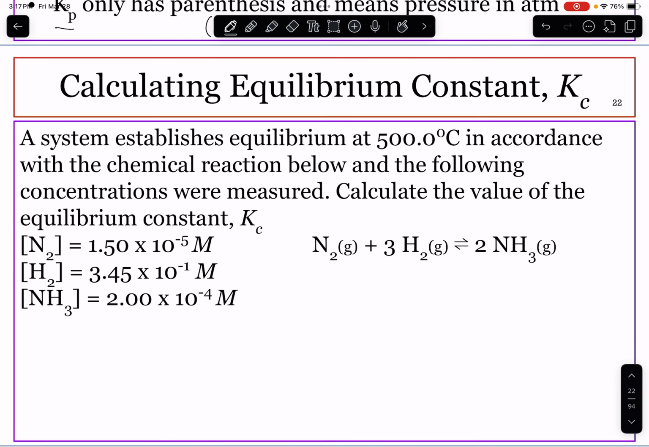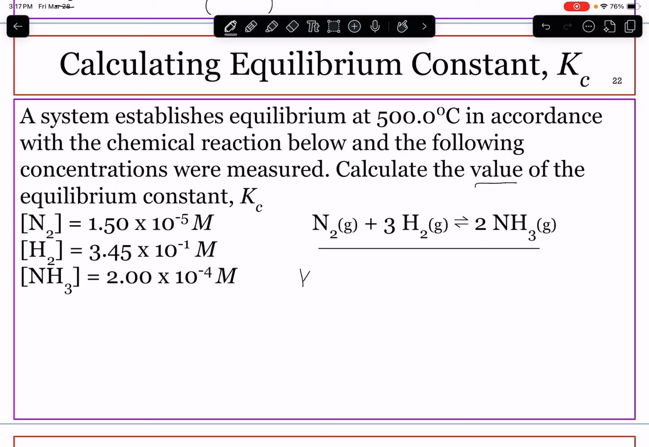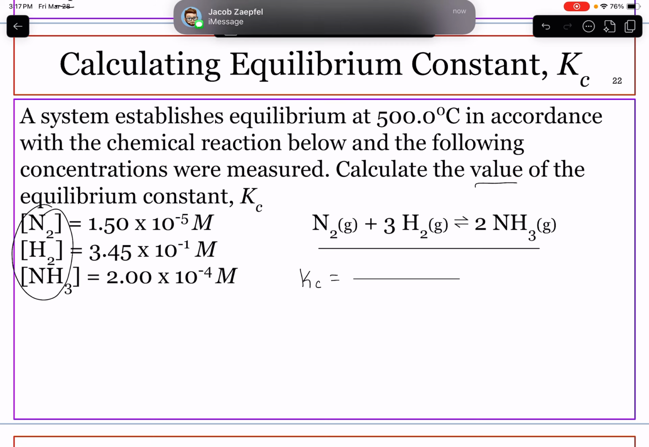Now let's do this problem. A system establishes equilibrium at 500 degrees Celsius in accordance with this chemical reaction below. And the following concentrations were measured. Calculate the value of the equilibrium constant, K sub C. In order to calculate the value, we must first write the expression, because the expression is the equation we can use to know how to plug in all of these values.